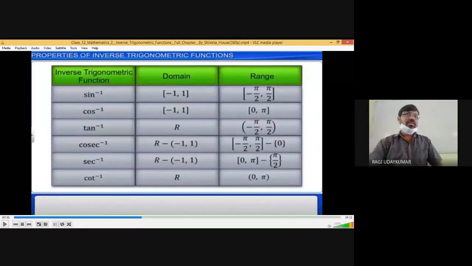that restriction should be taken as the range of the inverse trigonometric function. So for the inverse trigonometric functions, please note down this table. It is very important that you learn it. Okay?